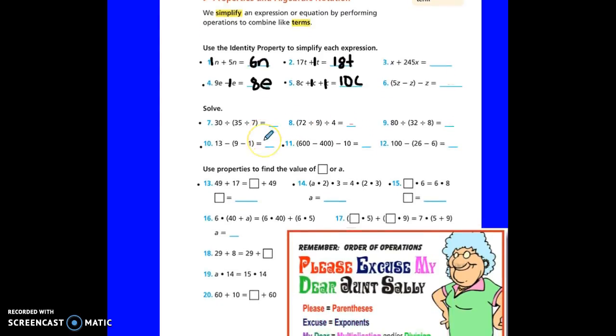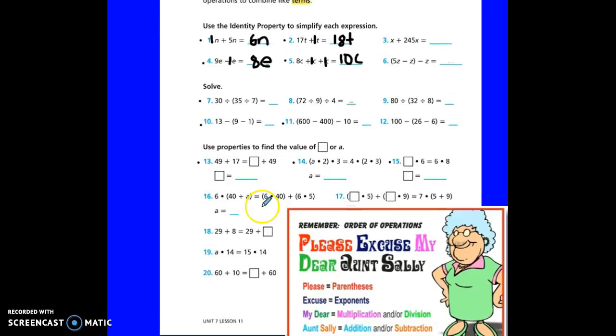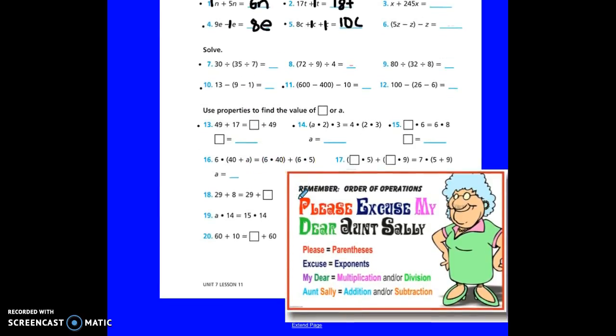Now, we're also going to review, because these will help us in a few minutes, our order of operations that we learned about. Remember our please excuse my dear Aunt Sally? The idea that we do these things in this order. We always do parentheses first, exponents, which we really won't see in 4th grade. My dear, which is multiplication and or division, next. And then Aunt Sally, addition and or subtraction.